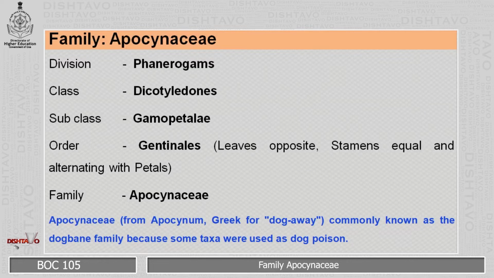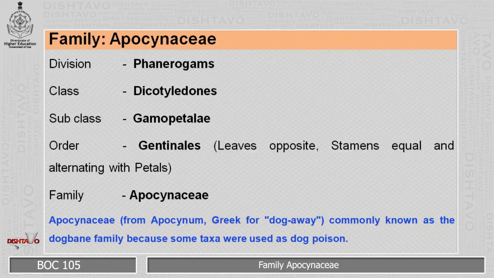Under subclass Gamopetalae. Gamopetalae, as the name suggests, the petals are united and not free. Therefore it comes under subclass Gamopetalae. Order Gentianales. The reason being, normally in this family the leaves are opposite, stamens are equal, alternating with petals. That is the Apocynaceae family. Now, Apocynaceae comes from the Greek word apocynum, meaning dog away, commonly known as the dogbane family.